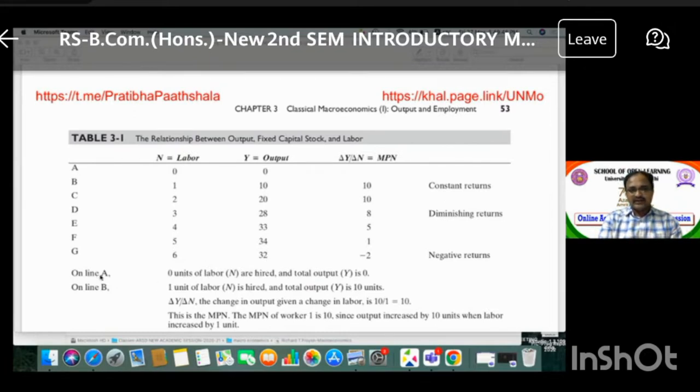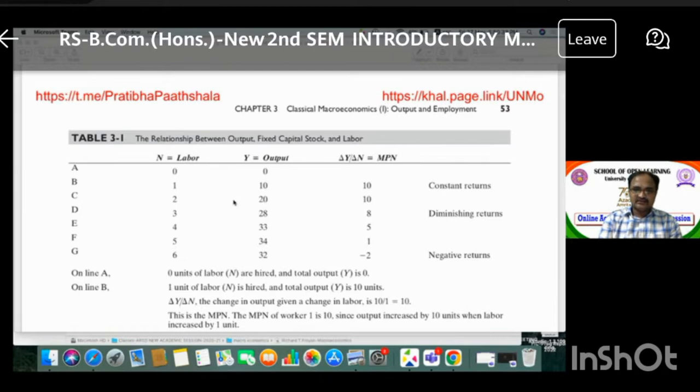Look at line A: with zero units of labor, the total output is zero. In line B, if you hire one unit of labor, N, the total output is 10 units. What is the marginal productivity? Delta Y: the change from one labor to another, from 0 to 1, the change is 1 labor, and the output goes from 0 to 10, the change is 10. So delta Y over delta N. Delta Y is the change in the level of output, 10 minus 0, that is 10, over 1 minus 0, that is 1. So 10 by 1 is 10. 10 is the MPN, marginal productivity of labor. Got it? So this is 10.